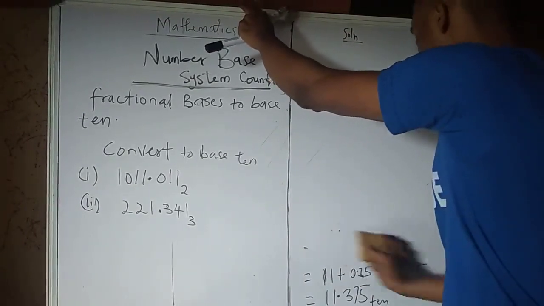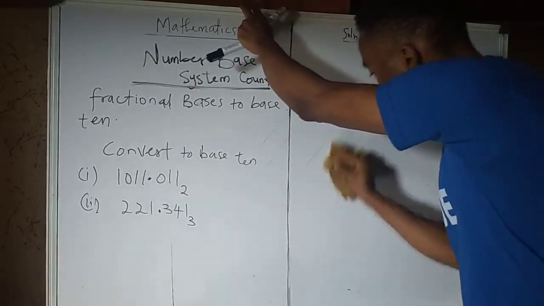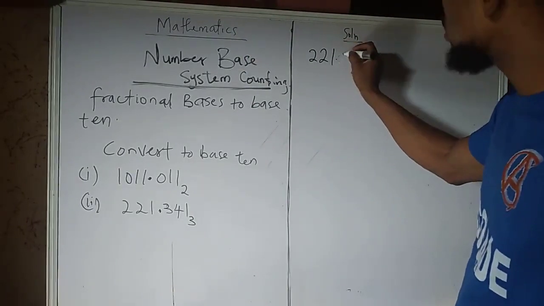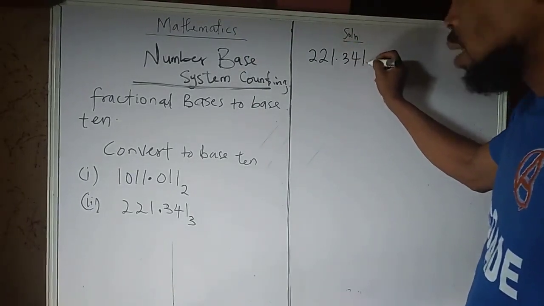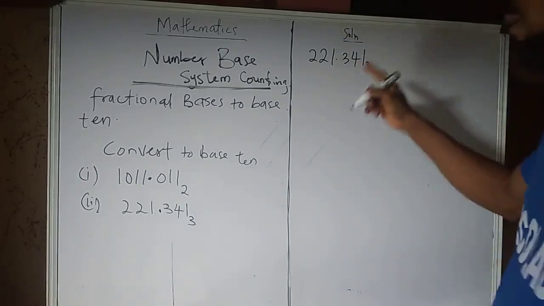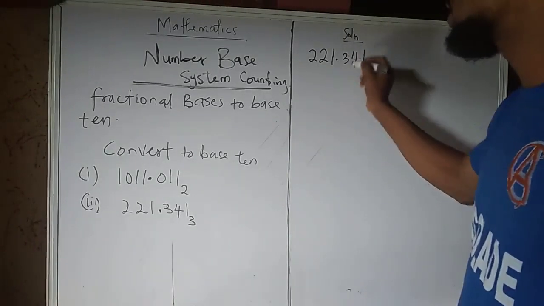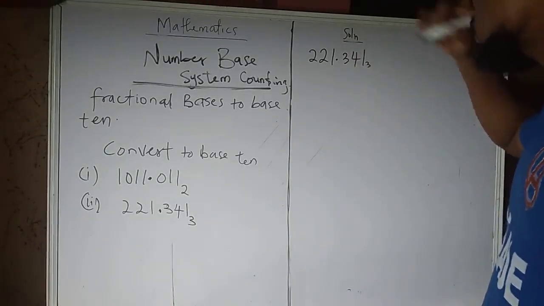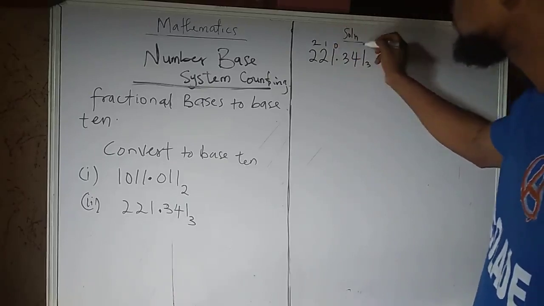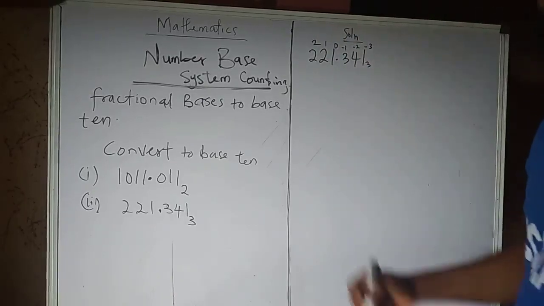Next one, I was supposed to pause that video. Okay, the next one here we have 221.341 in base 3. So we have to convert this guy to base 10. Remember, we are converting to base 10. So this is simply going to be here is going to be 0, 1, and 2. Here is going to be minus 1, minus 2, minus 3.